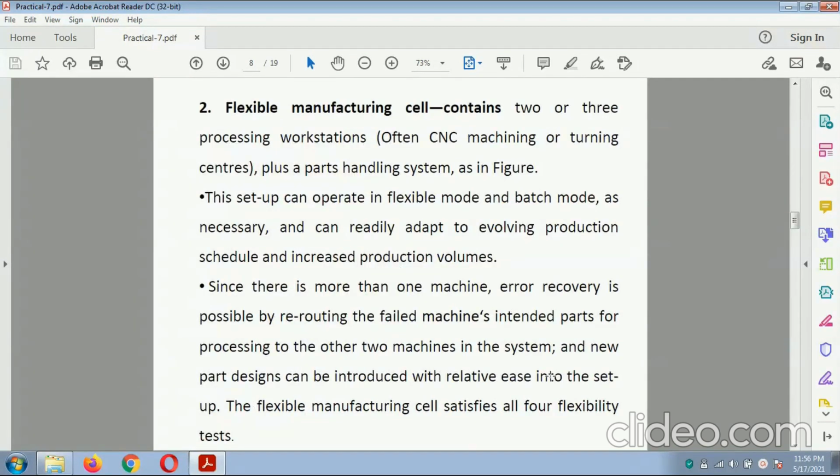A flexible manufacturing cell contains two or three processing workstations, often CNC machining or turning centers, plus a part handling system. These can operate in flexible mode and batch mode as necessary, and rapidly adapt to changes in production scheduling and increasing production volume. Since there is more than one machine, error recovery is possible by routing the failed machine's intended part for processing to the other two machines in the system, and new part designs can be introduced with relative ease into the setup. The flexible manufacturing cell satisfies all four flexibility tests.